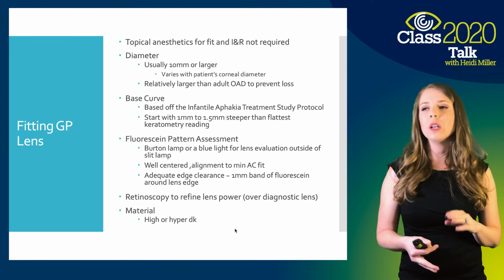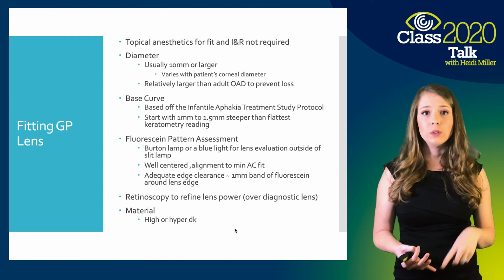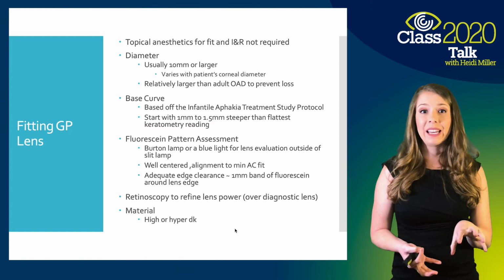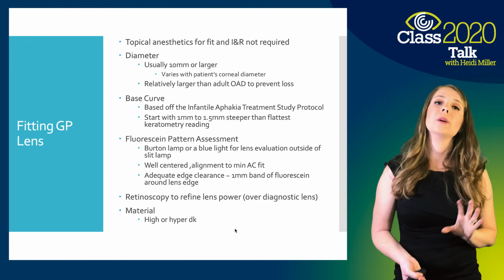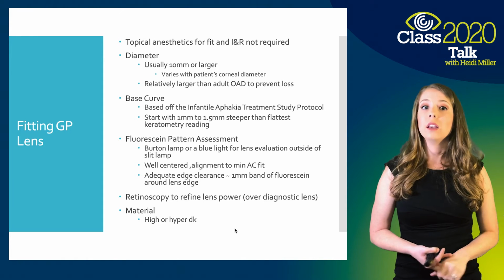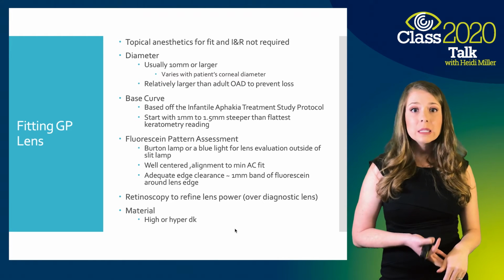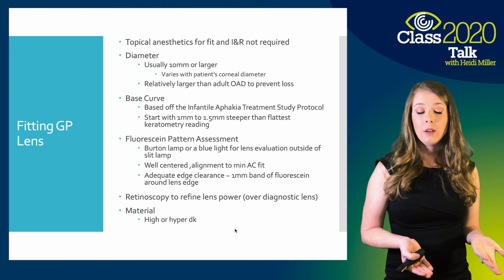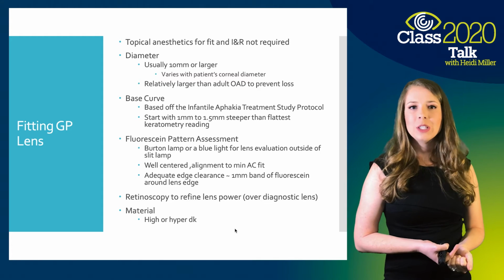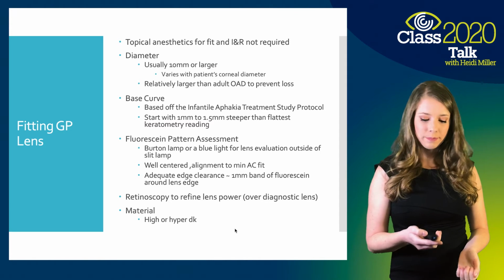And the reason is we don't want to ever have a potential binding moment where that lens is not moving, not providing tear exchange, and binding onto the cornea. So you want to make sure you've got enough edge lift that it's really going to be promoting tear exchange and no binding onto the cornea. Then you want to do your retinoscopy to refine the lens power over your diagnostic lens, and then order with the specified material. And I would recommend a high DK or hyper DK material, especially because we're fitting these on children.